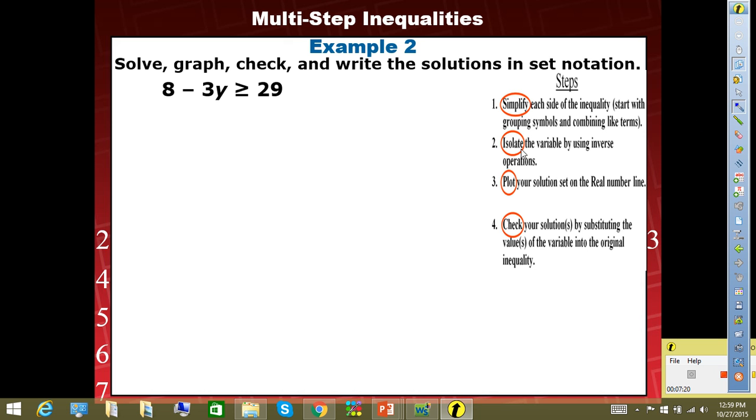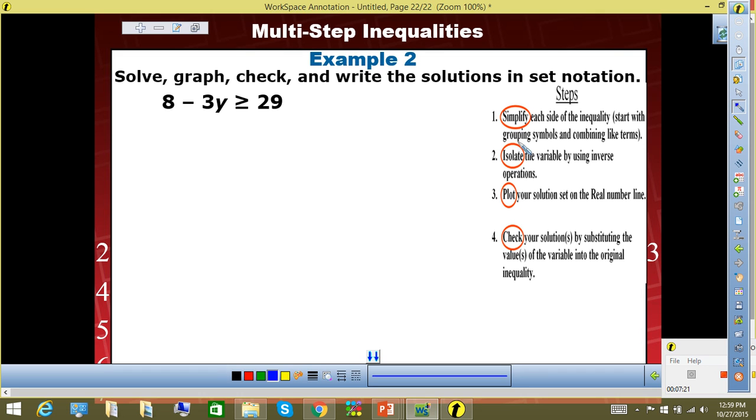All right, here it goes. Line down the inequality symbol. What operations do I have here? I have multiplication and addition. Is that correct? So I subtract 8.